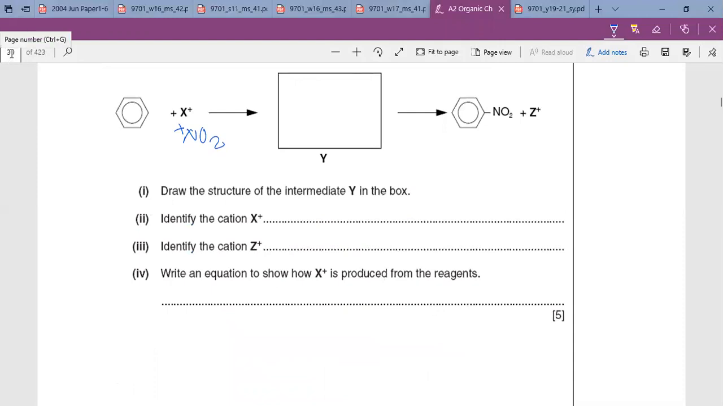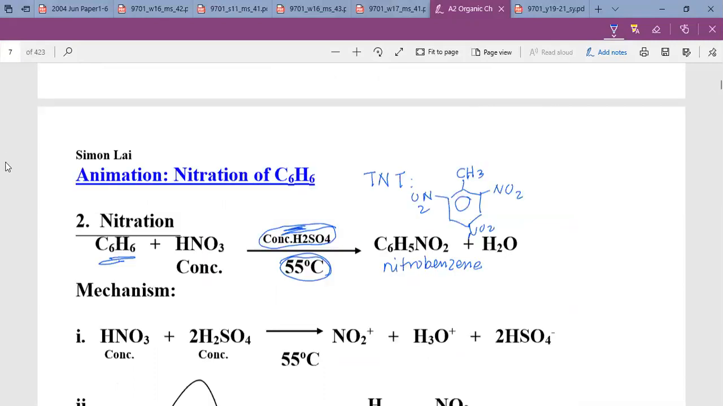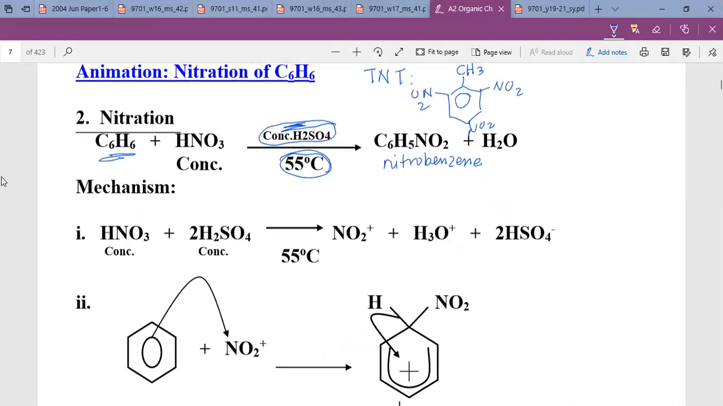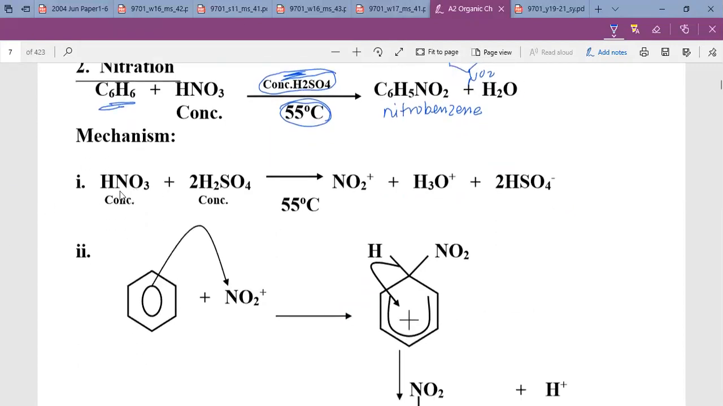Let's look back. This is the equation. There are 2 equations: HNO3 plus 2H2SO4. This is the commonest one. You can also have HNO3 plus only 1 H2SO4. I'll show you. But the whole thing is to produce the NO2 positive, which came from your nitric acid. So you get H3O positive and 2HSO4 negative.